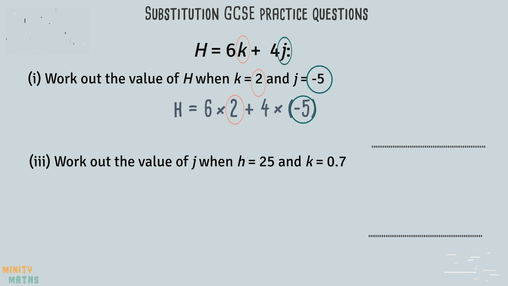We can then perform the multiplications, leaving us with 12 plus minus 20. If you need a refresher on the sign rules, check out the video linked above. Once we have performed the addition, we know that h is equal to minus 8.